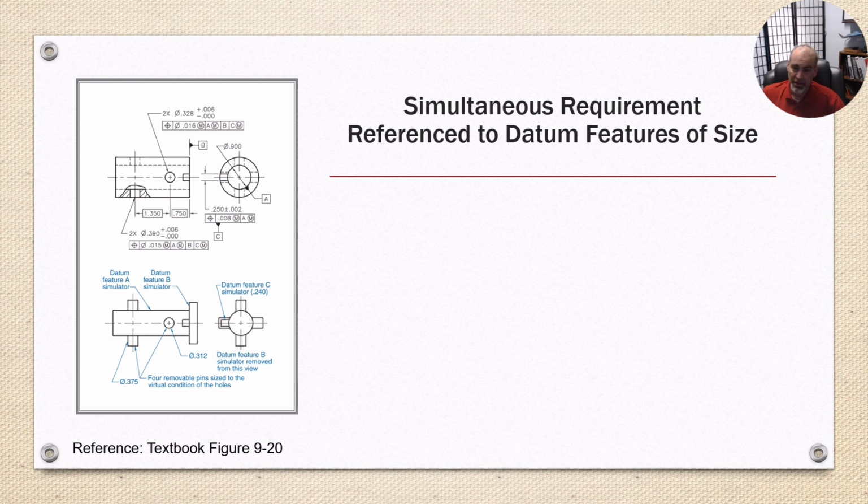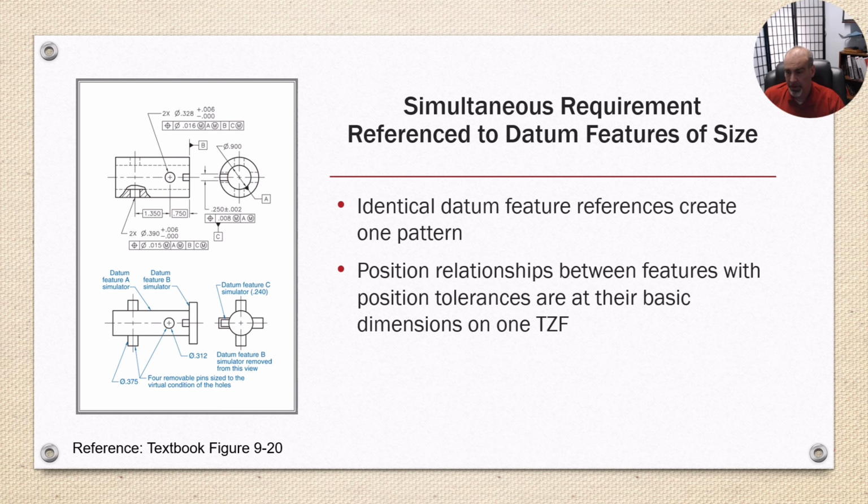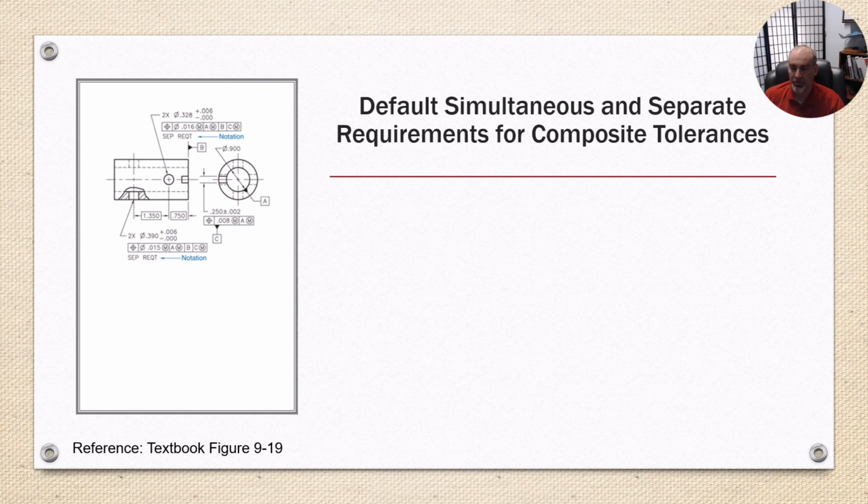Pin size is based off maximum material condition. So the hole call out is 328, and we're going to subtract. So if the hole is at maximum material condition at a -0 hole size, that would be 328, and then we would subtract 16 from it. So identical datum feature references create one pattern. The position and relationship between the features with the position tolerances are at their basic dimensions on one TZF. So you can use the same gauge for both sets.